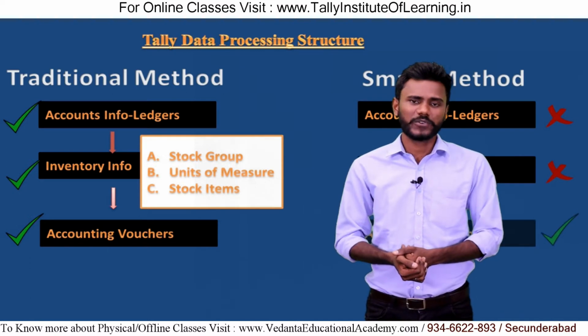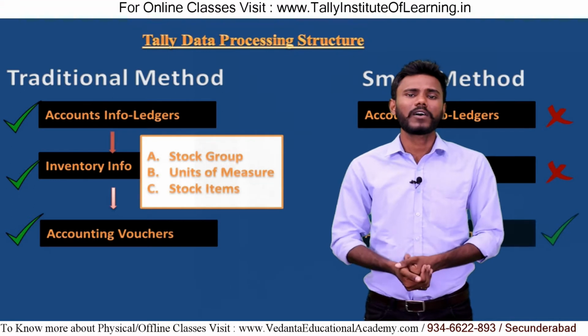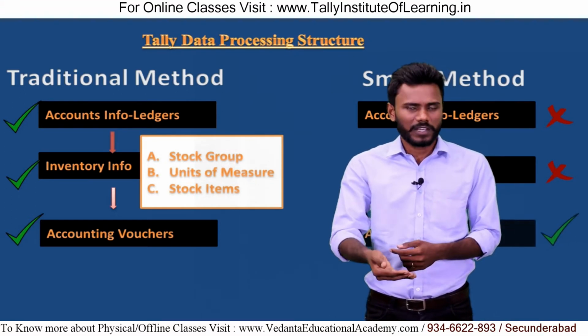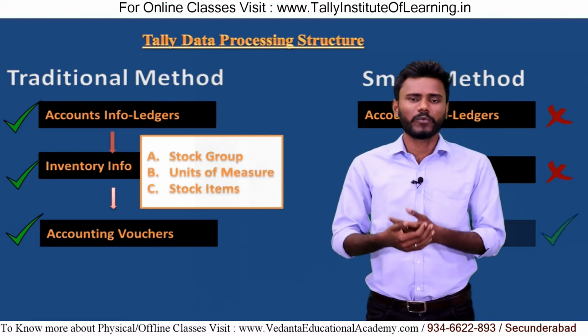After that, the next step, what is step 3? In step 3 we have accounting vouchers. We already discussed predefined vouchers in Tally, right? These vouchers are available in F3. But now, how is the data going to be processed? Very simple.